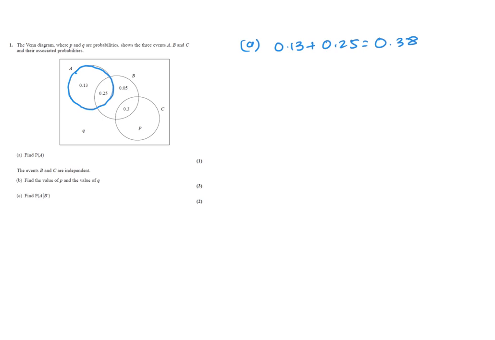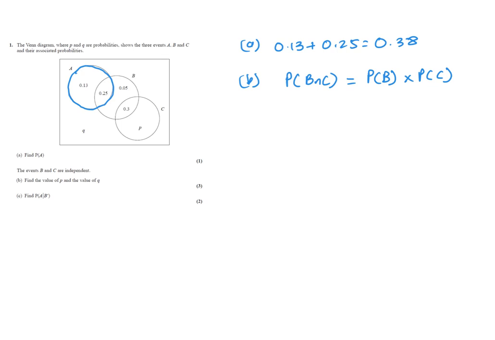So the events B and C are independent, so a good idea when you see things like that given to you is to write down the independence criteria. If they're independent, then the probability of them both happening, one doesn't affect the other, so it's simply going to be that. And so the aim is to find out the value of P and Q. So let's find out where they are. Okay, so the outside bit and then the bit within C.